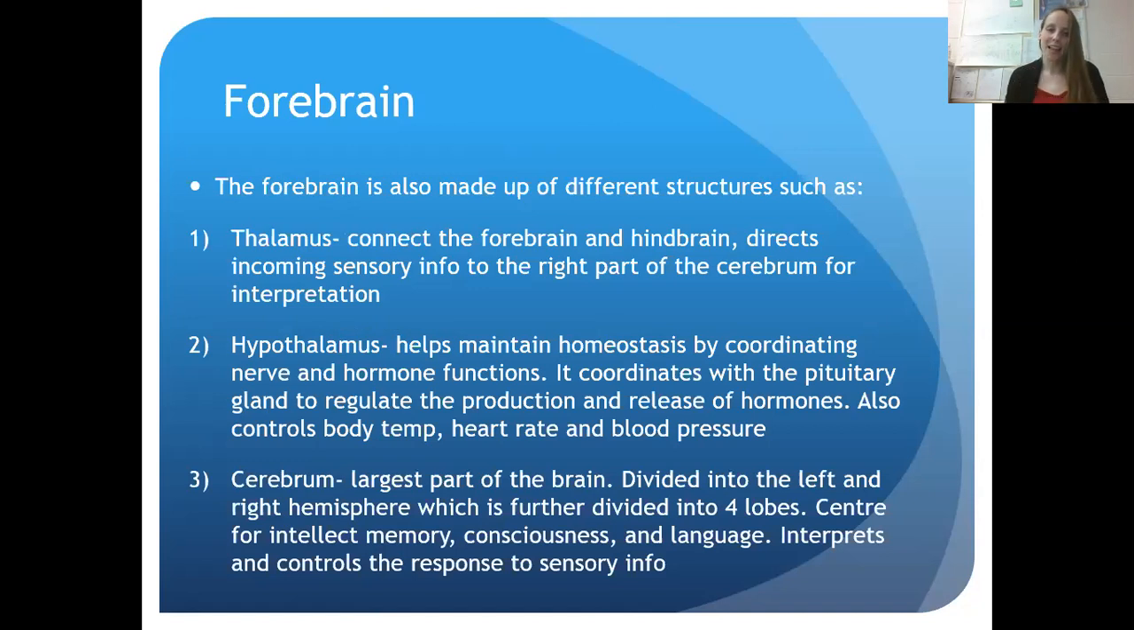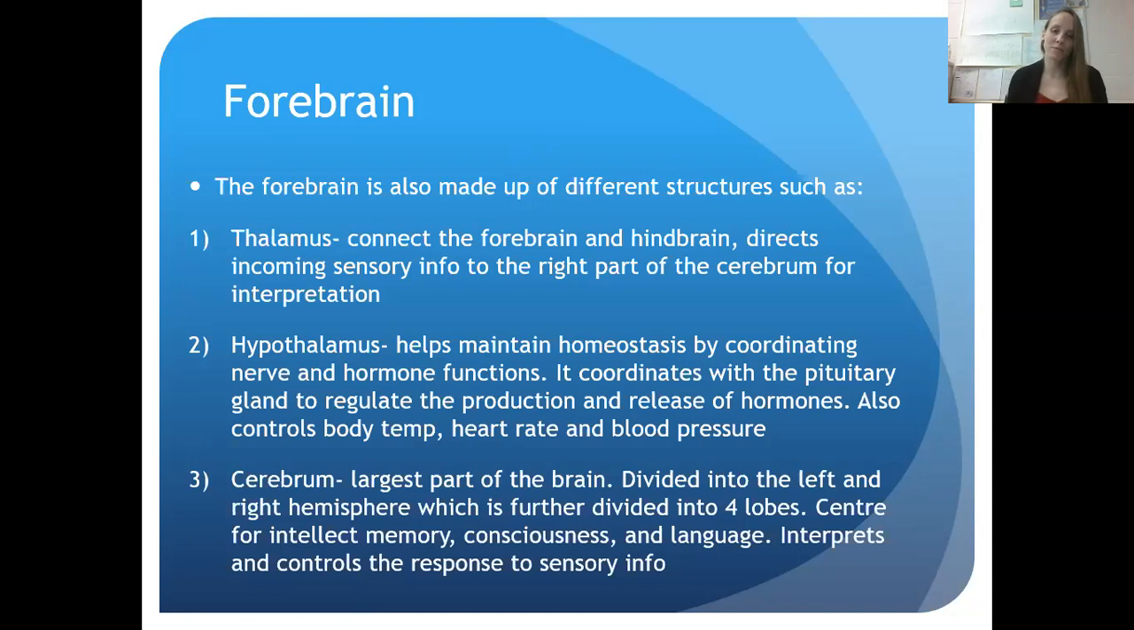There we find the thalamus, which essentially just connects the hindbrain and the forebrain, and any sensory information that's coming into the brain needs to be directed to the right part of the cerebrum, and that's the job of the thalamus. So I picture the thalamus like a traffic cop that is directing incoming signals to the right place, like you over there, you that way.